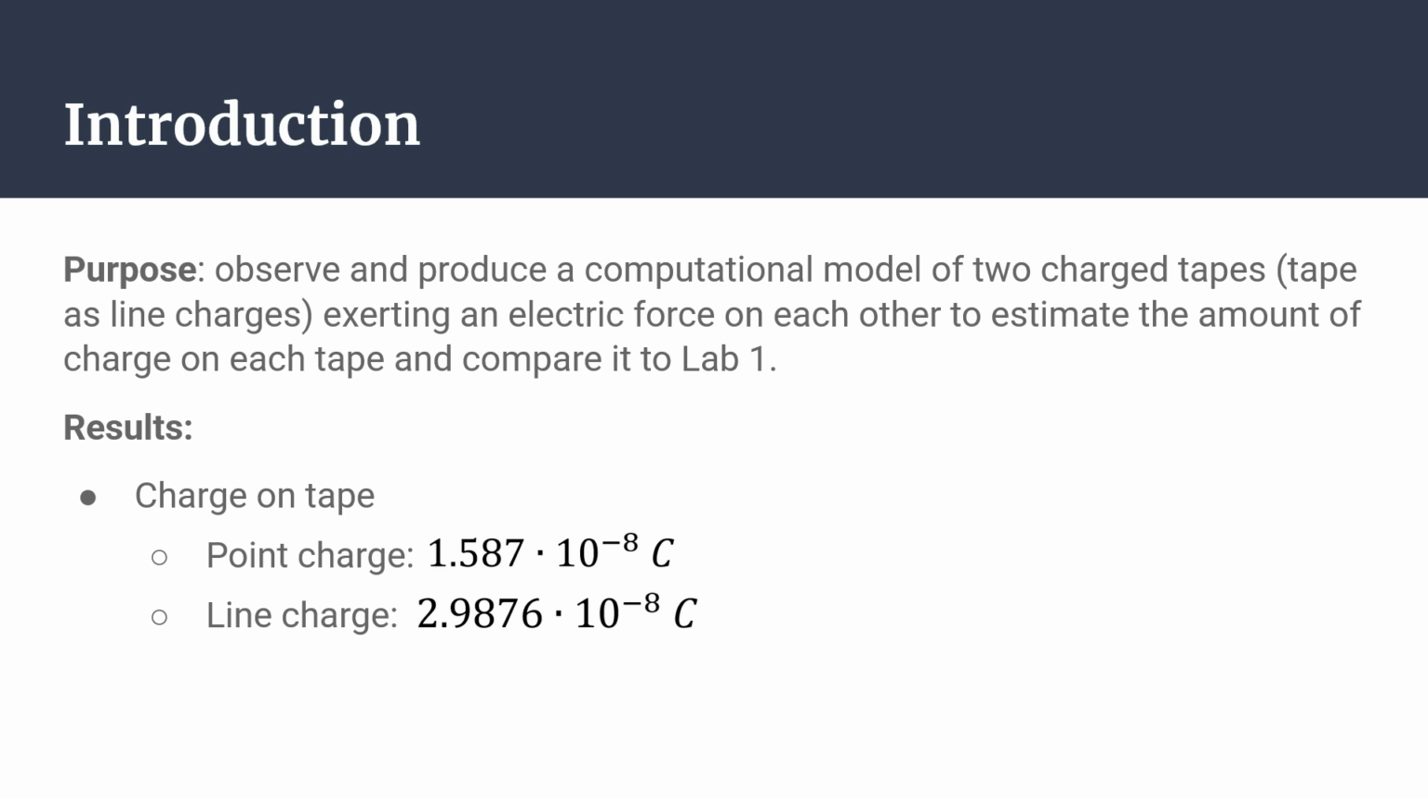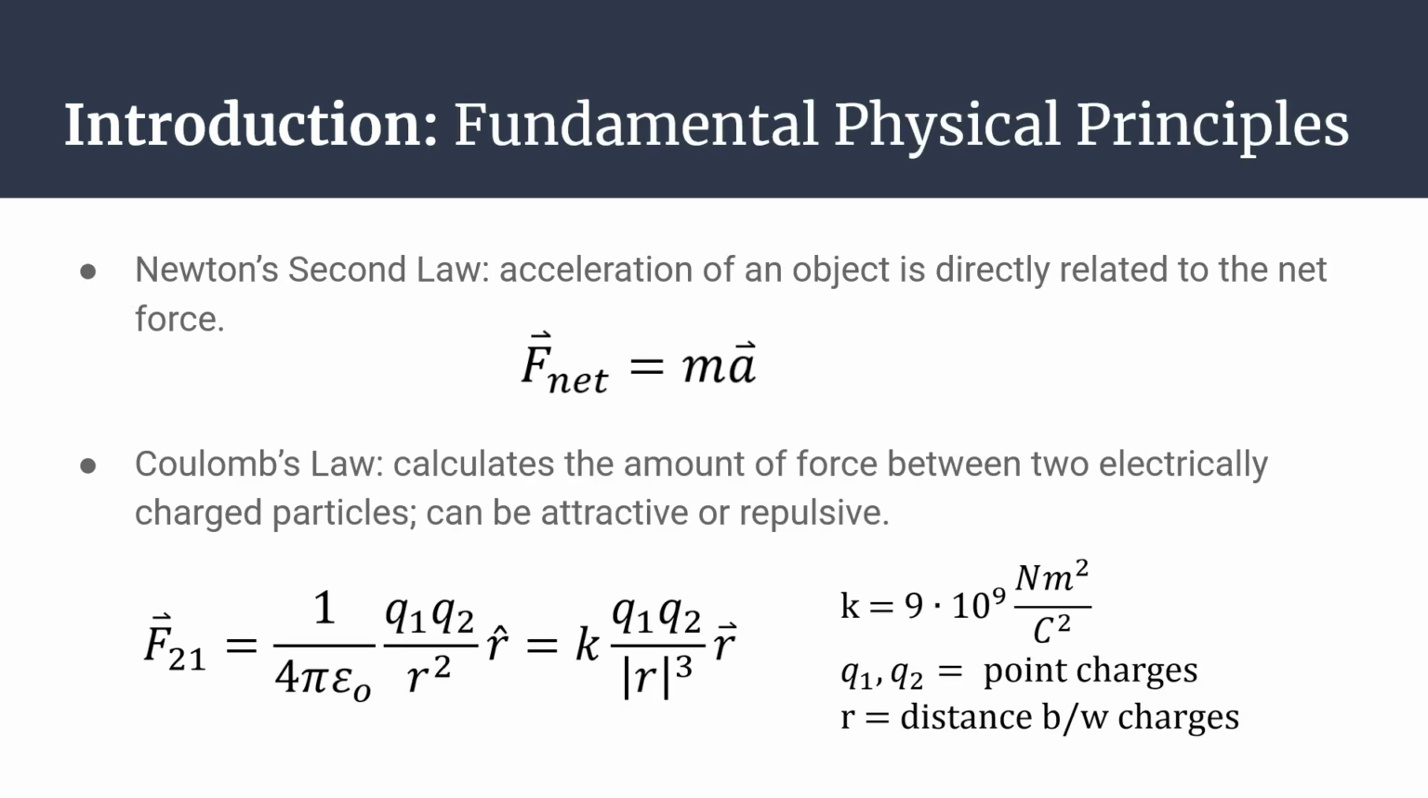In our results, we found that the charge in the point charge model, which is from Lab 1, was 1.587 times 10 to the negative 8 coulombs. And the charge found in this new model, the line charge model, was 2.9876 times 10 to the negative 8 coulombs. Some of the fundamental physical principles are exactly the same as Lab 1.